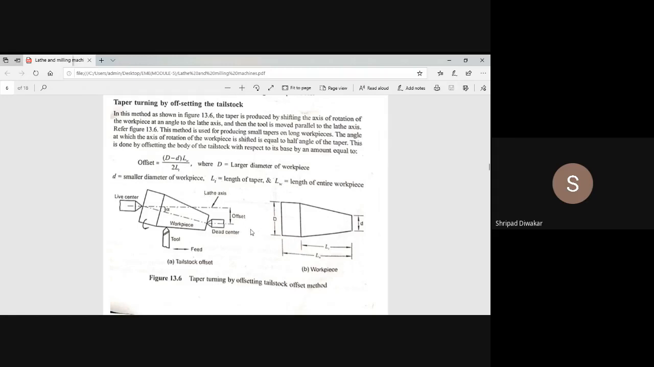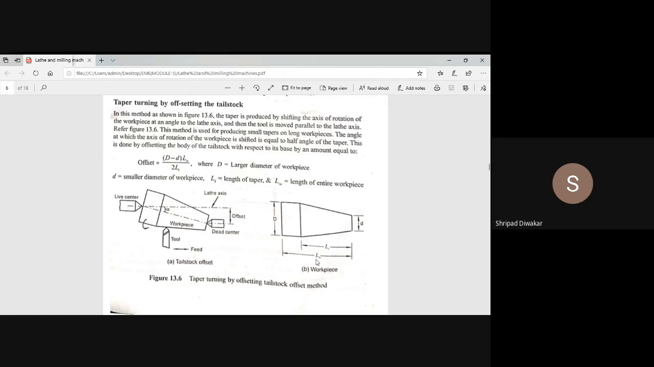Then how are we going to get that offset? As we had alpha in the previous case, here we have a formula for the offset: capital D minus small d, into LW, divided by 2 LT. Here, what are the notations? Capital D is the bigger diameter of the conical or tapered surface. Small d is the smaller diameter of the tapered workpiece. LW is, okay, we need some extra parameter called LW. LW is the entire length of the workpiece.